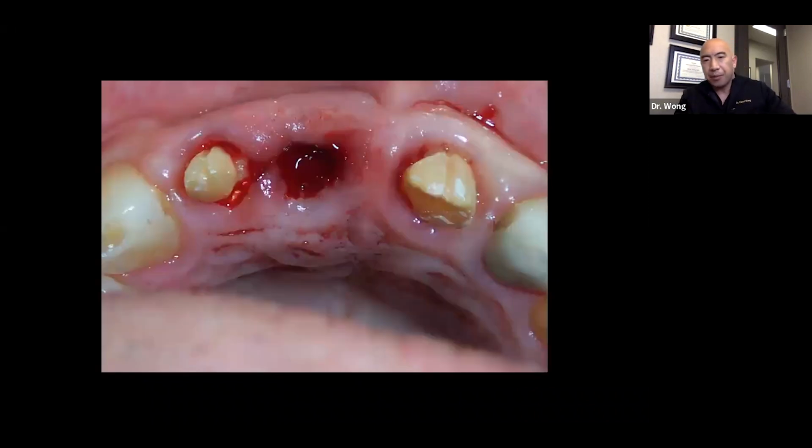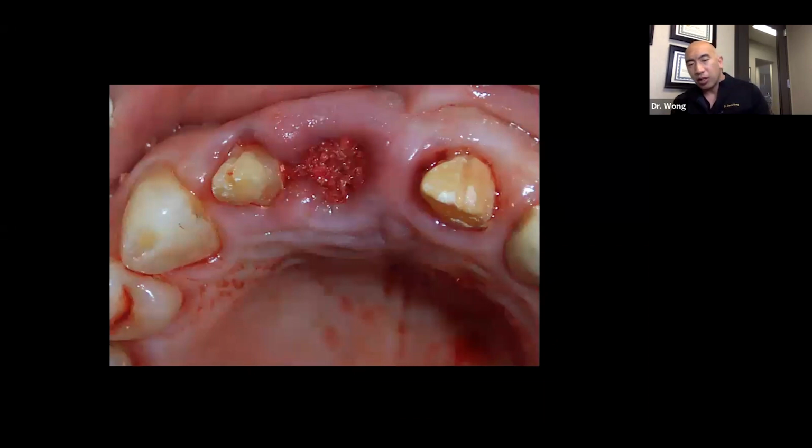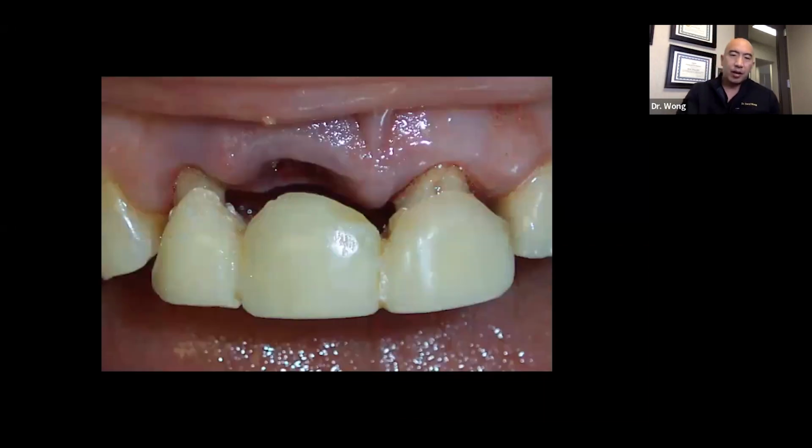So the tooth is out. There's your socket from the occlusal surface. You can see it's a nice bleeding socket, perfect for what we want to do as far as socket grafting goes. And then we're just going to graft the top of that socket with bone. And then we're just going to reseat the provisional.